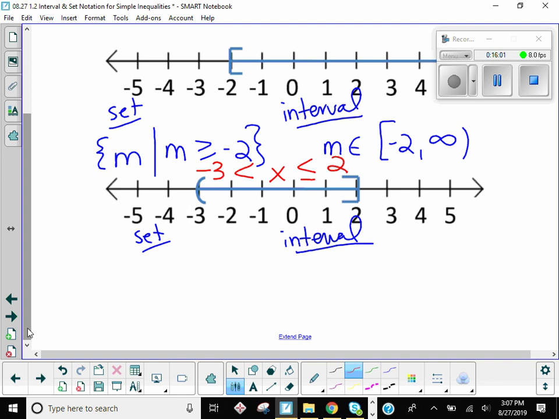So in set notation, you start with your squiggly wigglies. You say all x values such that x is between -3 and 2 and includes 2.